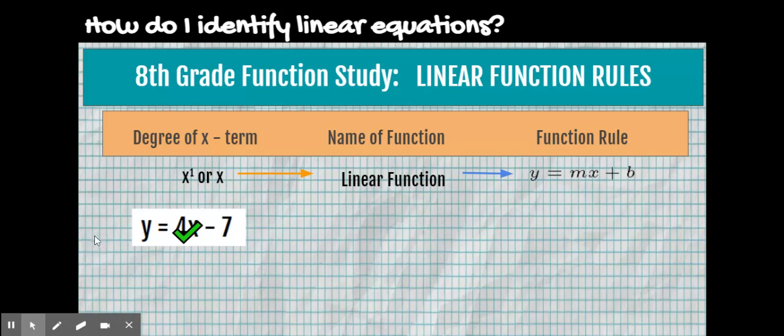Let's try another one. Is this a part of the family of linear functions?